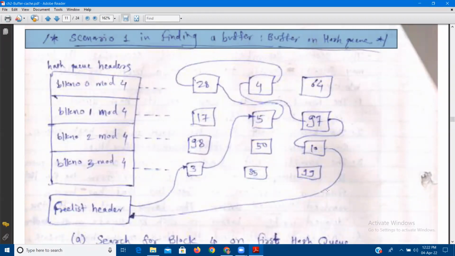Okay, so over here 4 queues are used and a total of 12 buffers are used. So 12 in the sense, a few buffers.